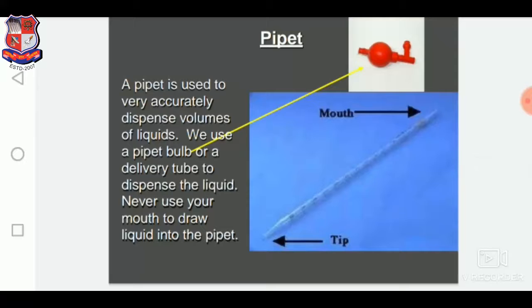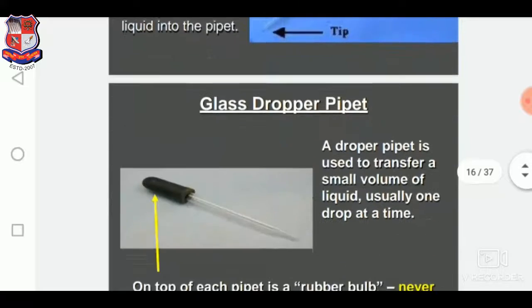Pipette. A pipette is used to very accurately dispense volumes of liquids. We use a pipette bulb or a delivery tube to dispense the liquid. And here is an illustration of how the bulb looks and how the pipette looks, with mouth and tip. Never use your mouth to draw liquid into the pipette.